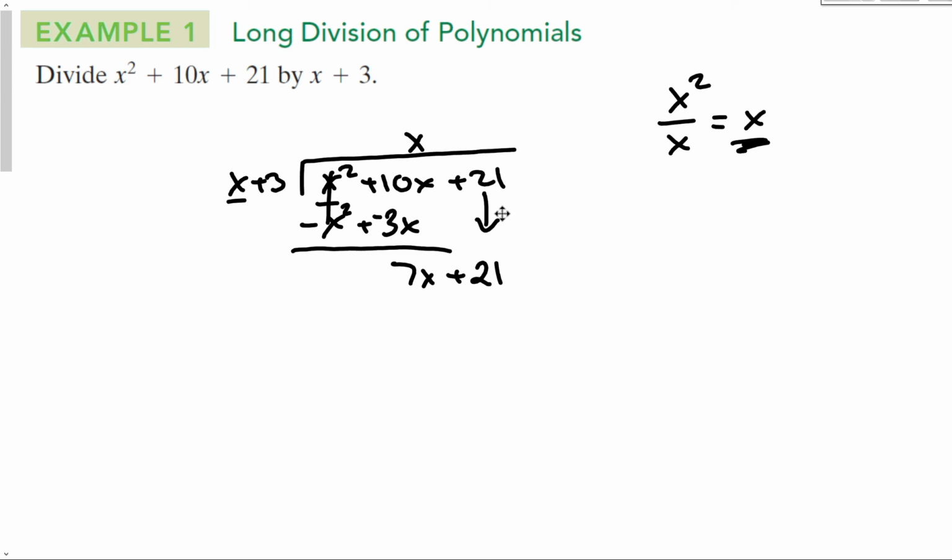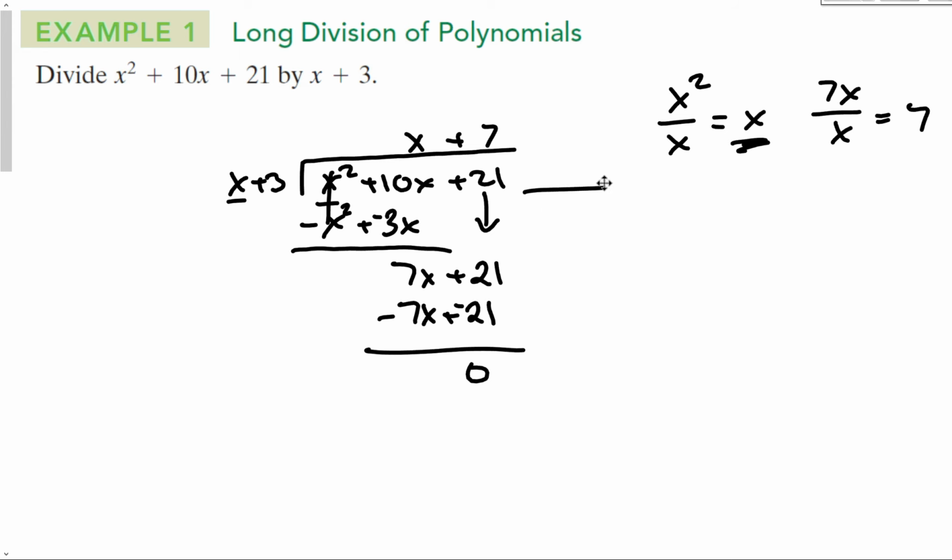Okay, divide, multiply, subtract, bring down. Okay, do it all again. How many times does x go into 7x? So we're looking at 7x over x is 7. That's divide. Multiply. 7 times x plus 3 is 7x plus 21. Subtract gives me 0. And there's nothing left to bring down. So what does that mean? It means that the quotient of this expression is x plus 7.